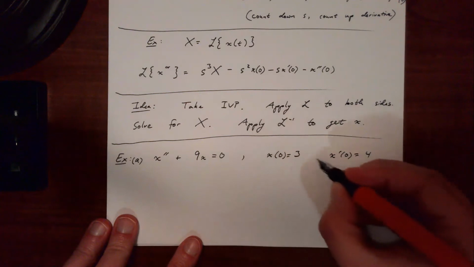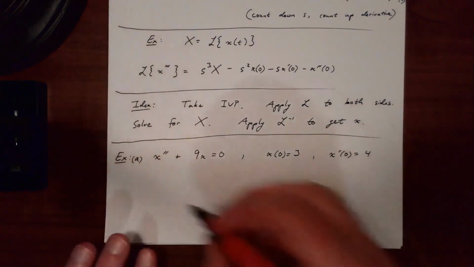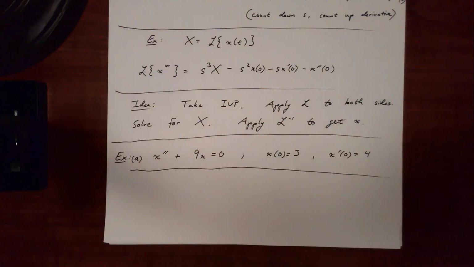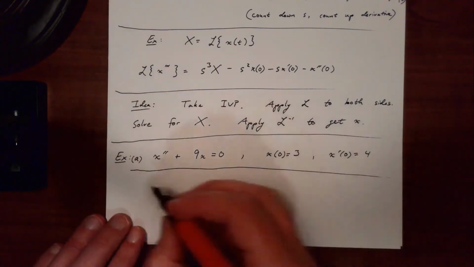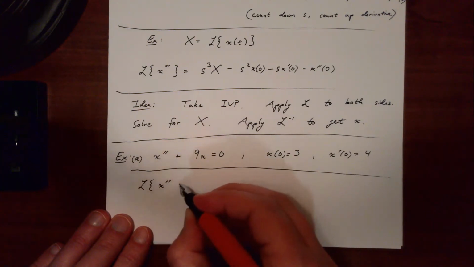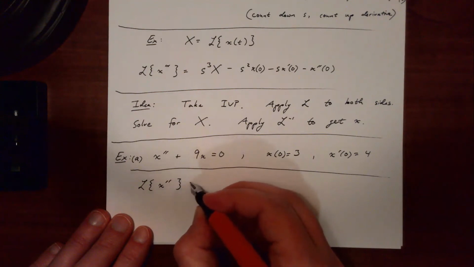Before doing this, it's worthwhile to note that this is not the only game in town. We could have solved this linear second order homogeneous differential equation a number of different ways. We could solve it by changing it into a system. We could solve it by just using our techniques for second order homogeneous linear differential equations. But let's see how the Laplace transform looks. So we're going to take the Laplace transform of both sides.